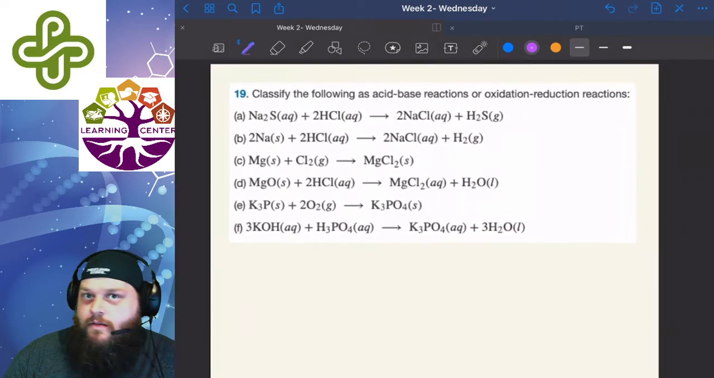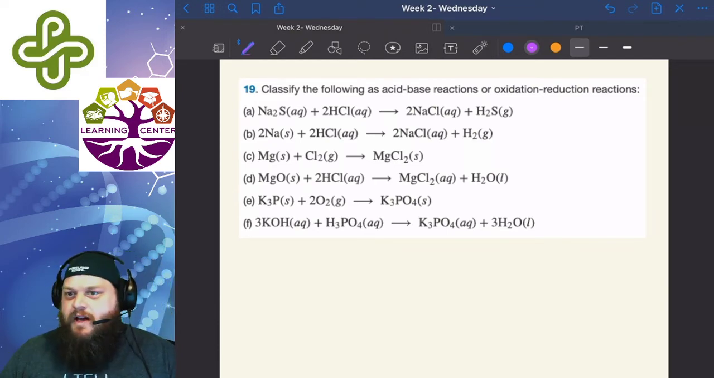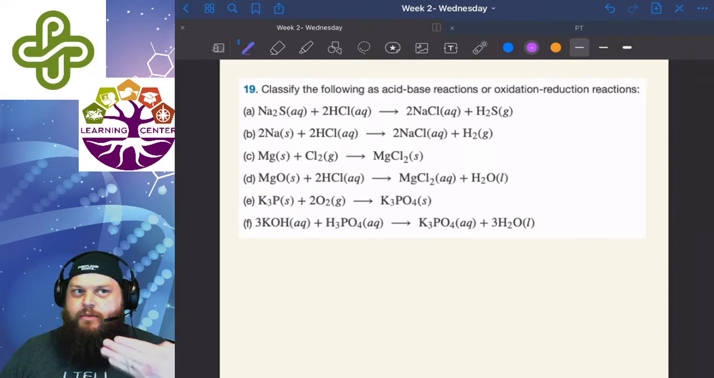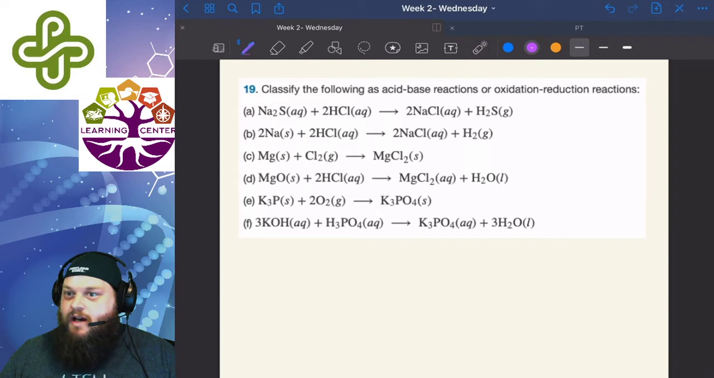The next equation here is number 19. We're going to classify the following as acid-base reactions or oxidation-reduction reactions. So for acid-base reactions, it's really that one of the compounds between the reactants and the products is gaining a hydrogen ion or losing a hydrogen ion. There's a transference of that proton going back and forth, essentially.